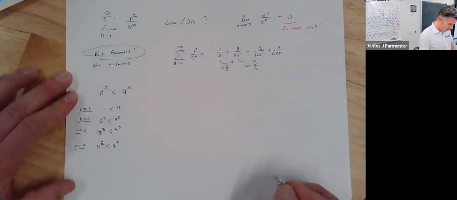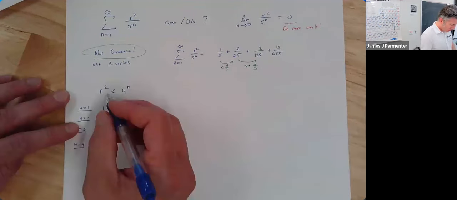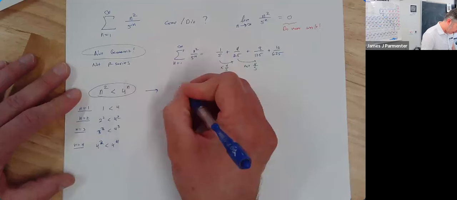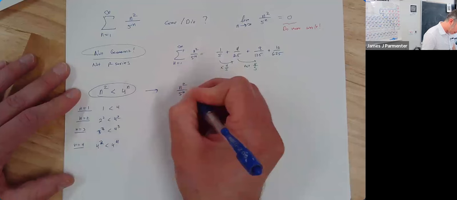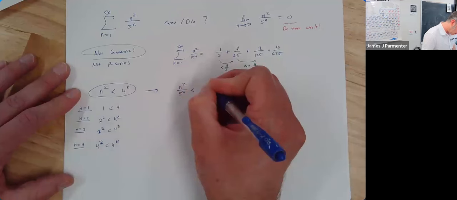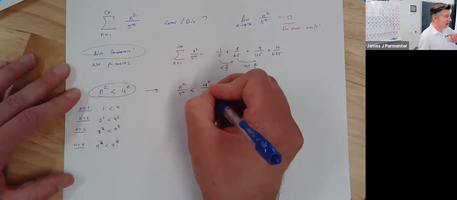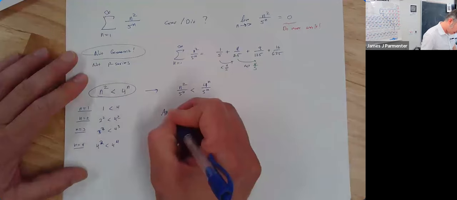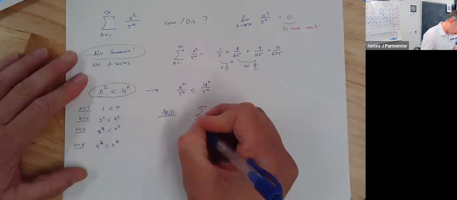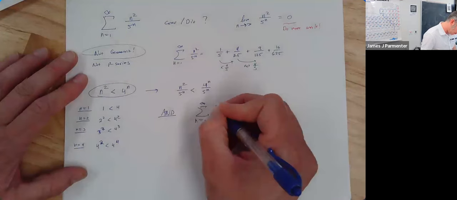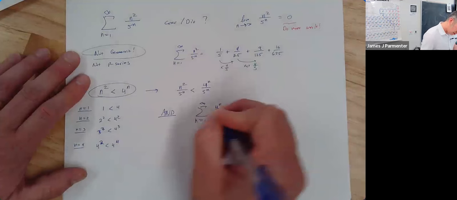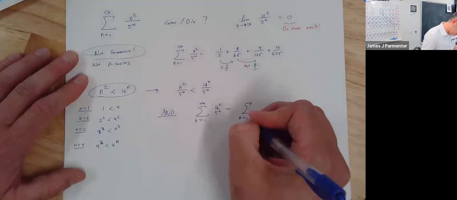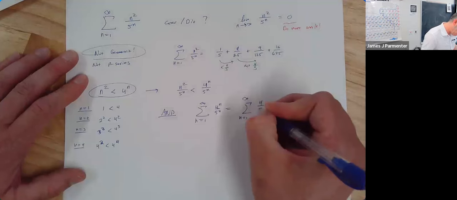Okay, so now check this out. Saying this means I can then say this: n squared over 5 to the n is less than 4 to the n over 5 to the n. And we know that the sum from n equals 1 to infinity of 4 to the n over 5 to the n is really the sum from n equals 1 to infinity of 4/5 to the nth power.